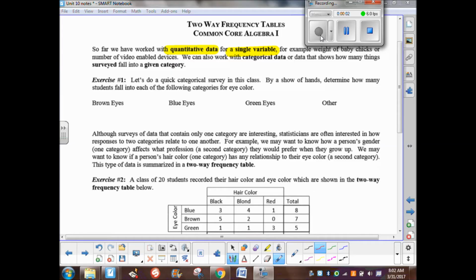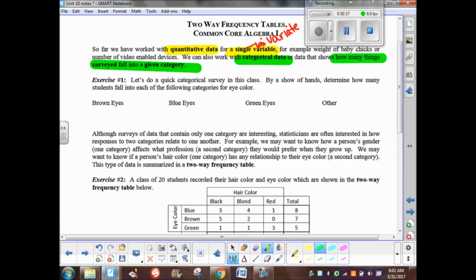So we've dealt with that quantitative data in a single variable, and that single variable, okay, we talked about this word, bivariate. I lied, not bi, it is univariate. Okay. One variable. We talked about baby chicks or the number of video-enabled devices. So now, like I said, we're going to step away from that quantitative data for a minute, and we're going to talk about some categorical data, or data that shows how many things surveyed fall into a given category. Okay, so categories: eye color, hair color, and stuff like that.